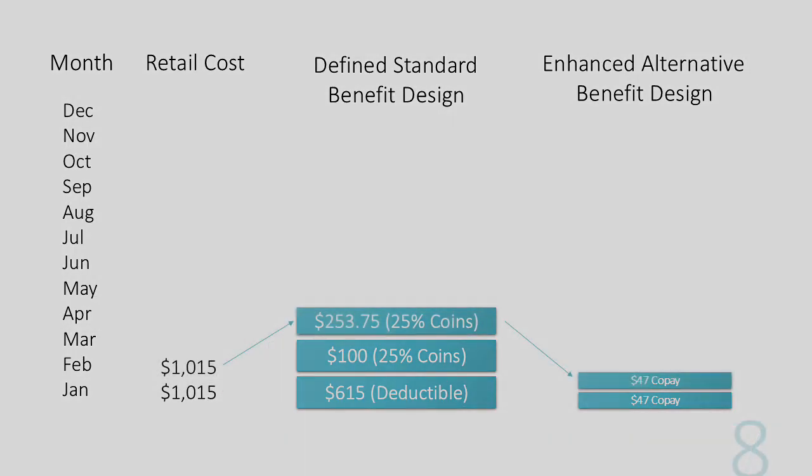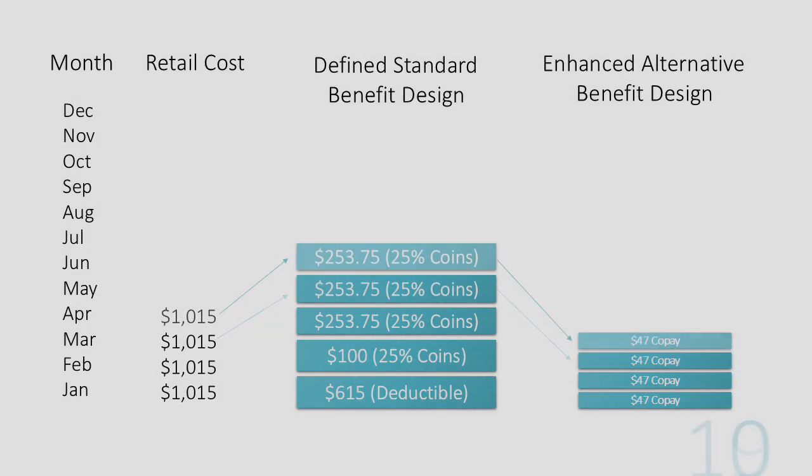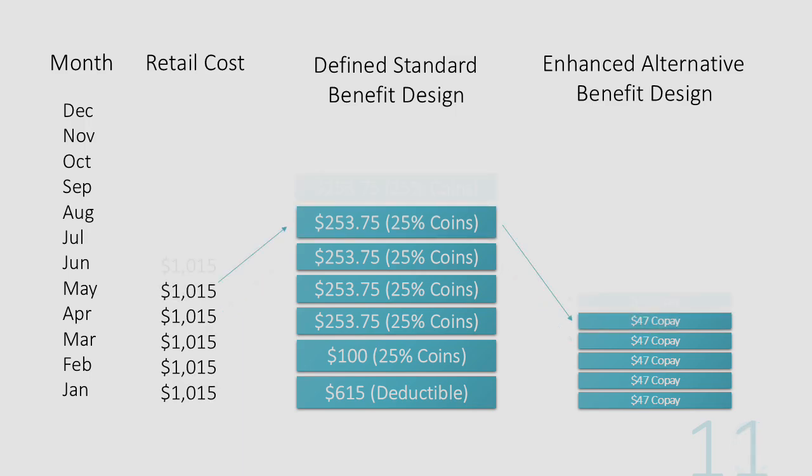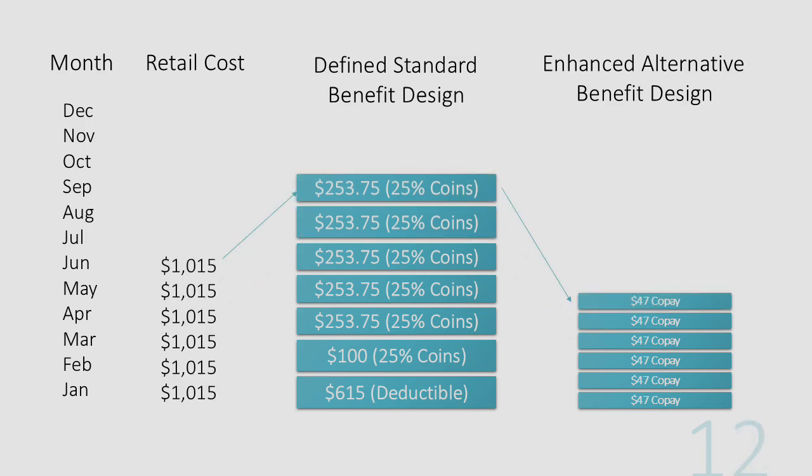In February, the standard plan applies 25% coinsurance to the entire $1,015 retail cost, or $253.75 towards the maximum out-of-pocket. On the enhanced plan, the individual continues to pay a $47 copay. This continues in March, April, May, and June.